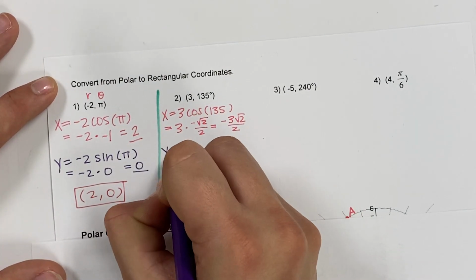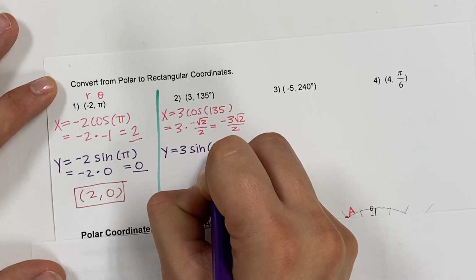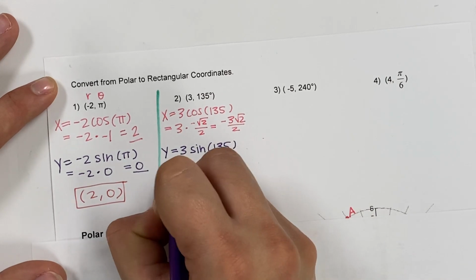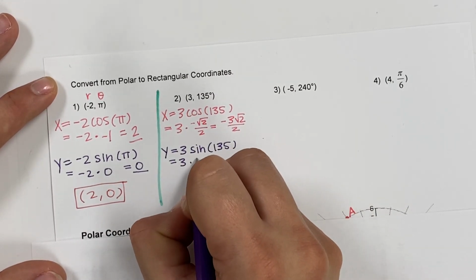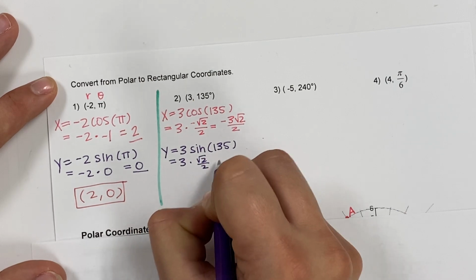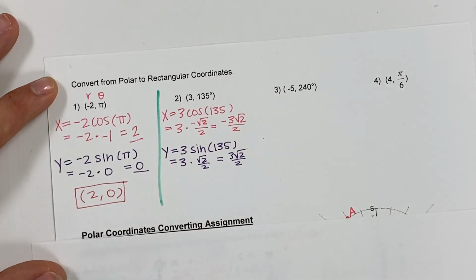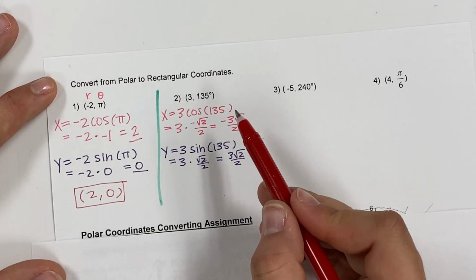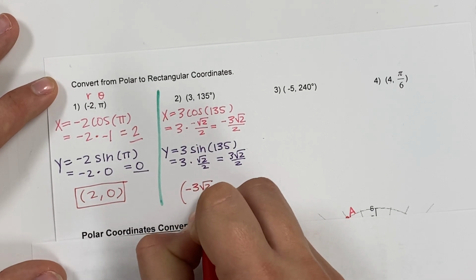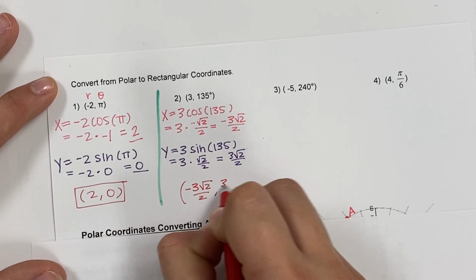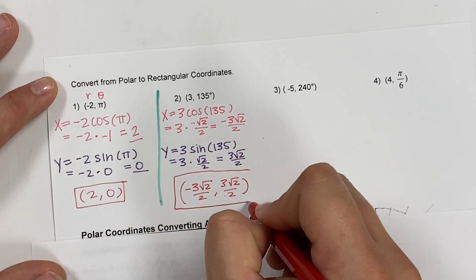Let's do the same thing for y, but sine. So the y value at 135 was a positive √2/2. So our answer is the same thing, just positive. And then put it together for your final answer. Here's your x value, here's your y value. Done.